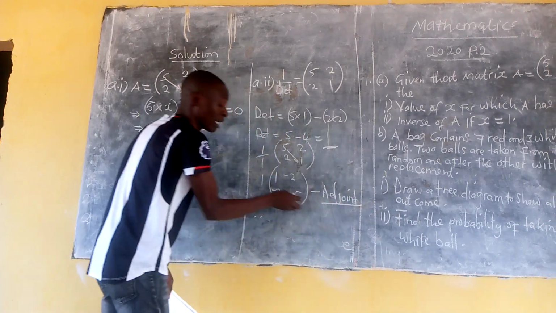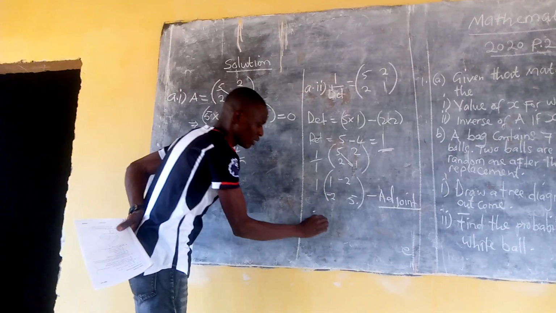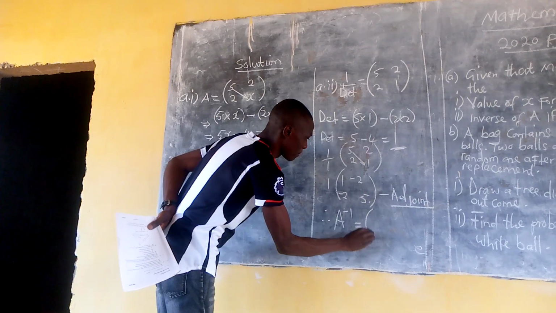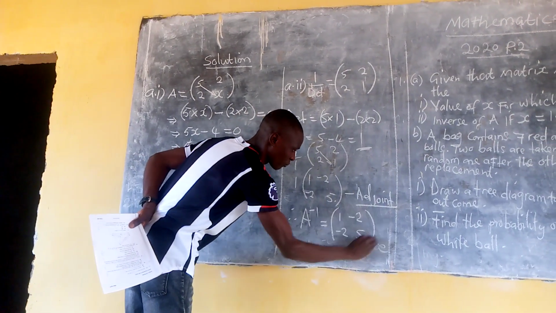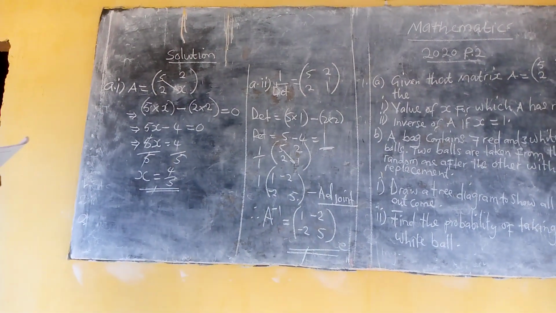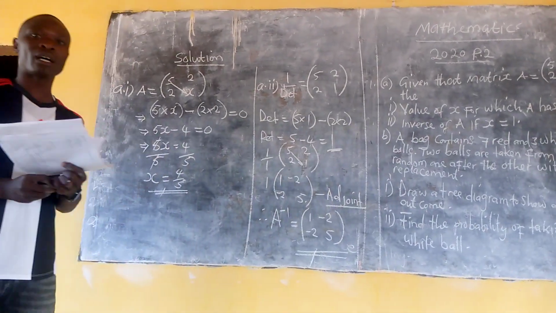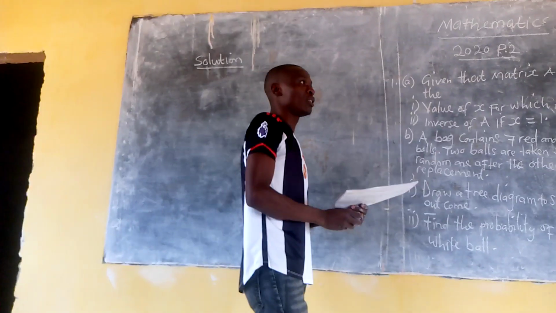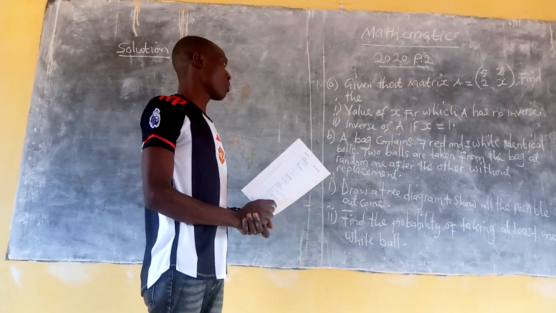Okay, so that is the addition of this matrix. Therefore, the inverse of A is 1, negative 2, and then negative 2, 5. If you answer like that, you are given another 2 marks.